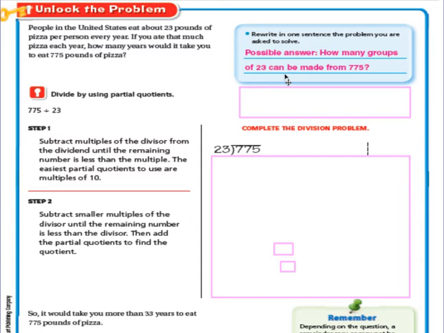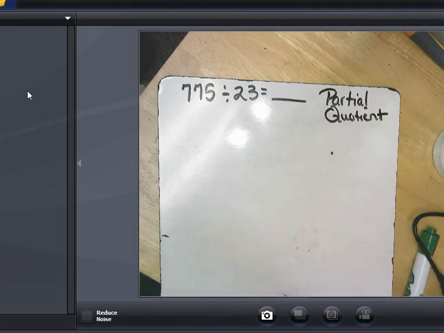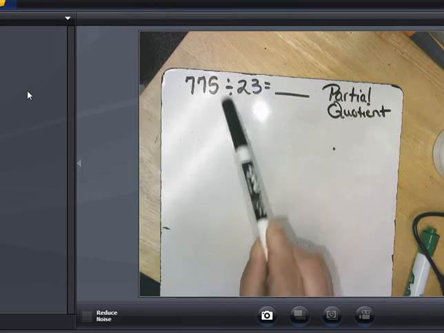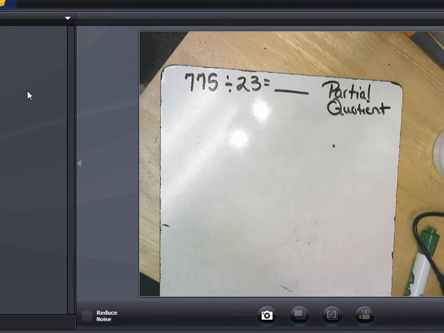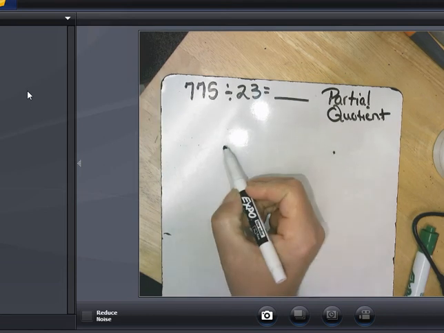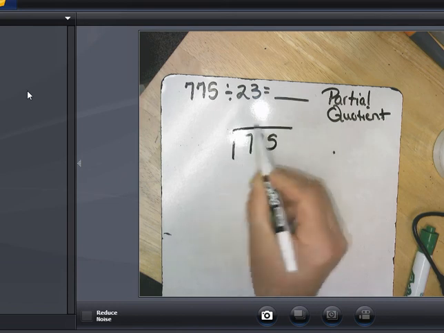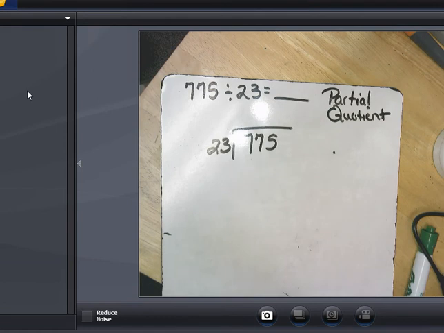So get your journal out and have your pencil ready, and don't worry about page 1, just follow along with what we are doing. Okay, so let's rewrite the division problem that we're going to do. The dividend is 775 divided by 23 equals the quotient, or the answer. The answer is the quotient. So we're going to start with our dividend, 775. Remember, we always put our dividend inside the house. Our divisor goes on the outside of the house because that's how many groups we have.